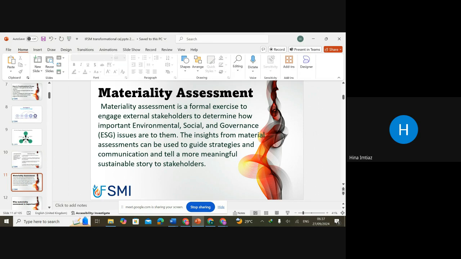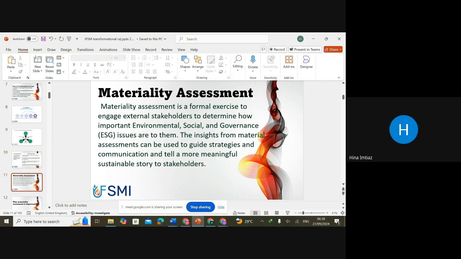These are the three important stakeholders. And a materiality assessment is a formal exercise to engage all these stakeholders. Okay, because environmentalists, social society, and governance means policymakers. These are the stakeholders of the materiality assessment, and you have to engage all of them. And then the insight from the materiality assessment can be used to guide the strategies and communication and tell a more meaningful, sustainable story to the stakeholders.